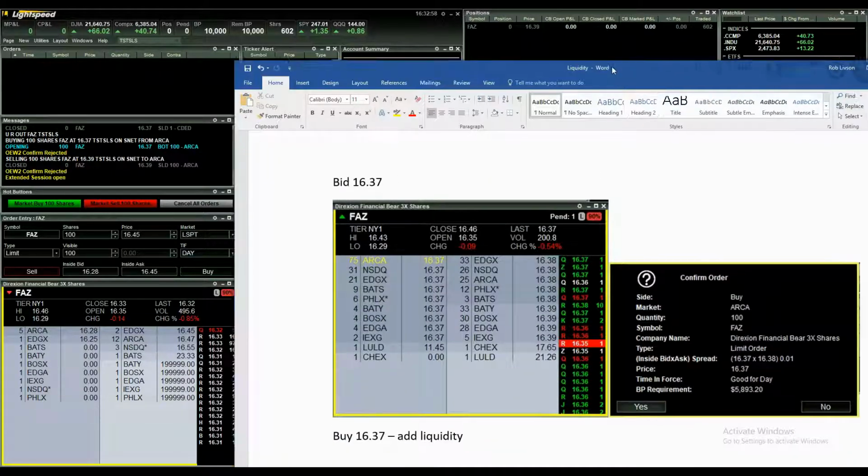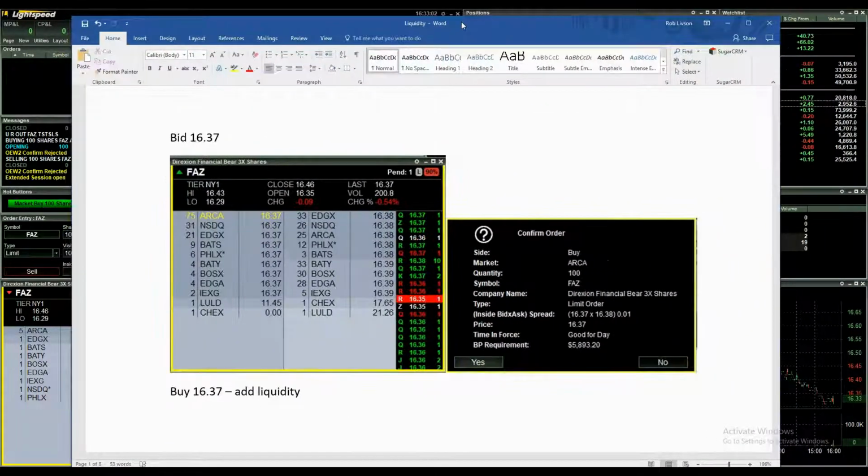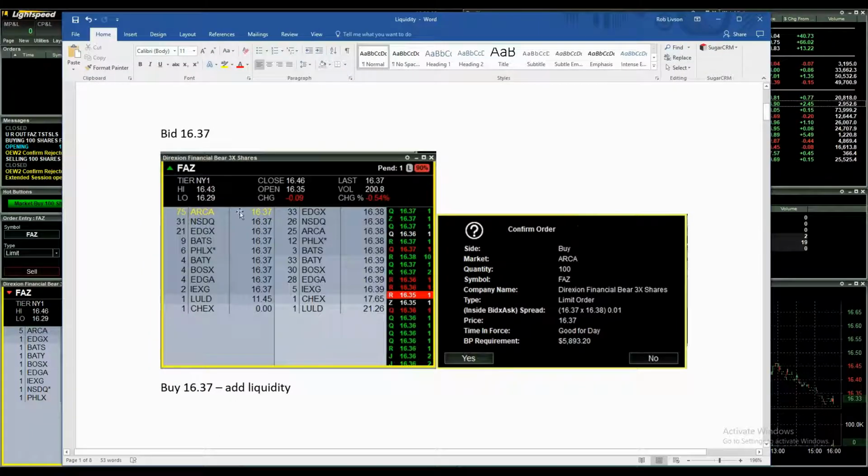So I have some examples and some screenshots of various orders interacting with the markets here. Is this big enough for everyone to see? Just let me know.